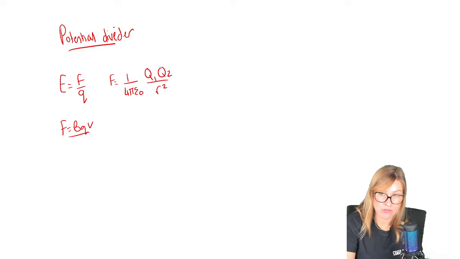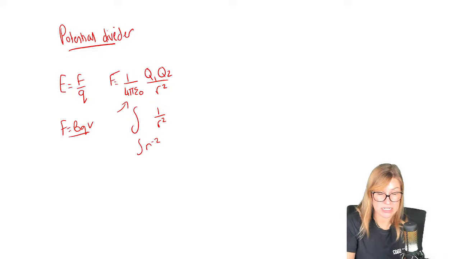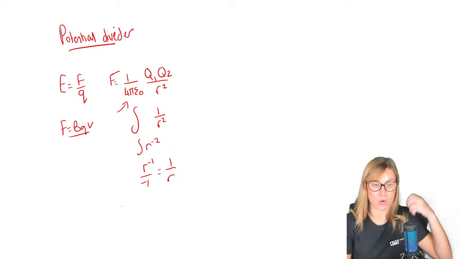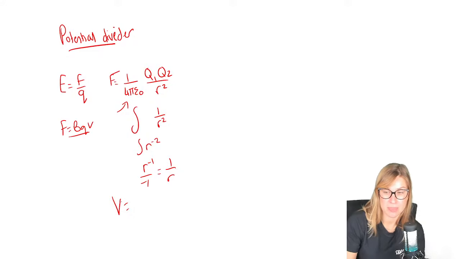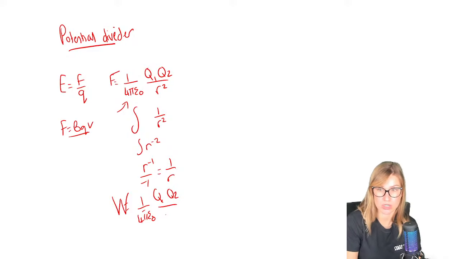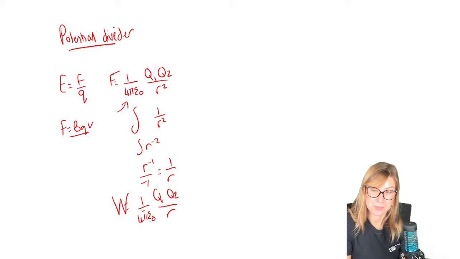Or maybe you're talking about how to get from a force to an energy. You would integrate the force to get an energy. So if you integrate 1 over r squared, what you're integrating is r to the minus 2. When you integrate, you add 1 to the power and divide by the new power. So it'd be r to the negative 1 over negative 1, which is 1 over r. That's why, when you work out the energy, you get rid of the r squared. Or you can say the potential, the work done, is going to be 1 over 4 pi epsilon naught, Q1 Q2 over r. Is that what you mean, Jacob? Maybe?